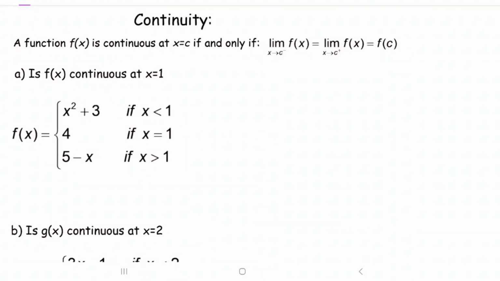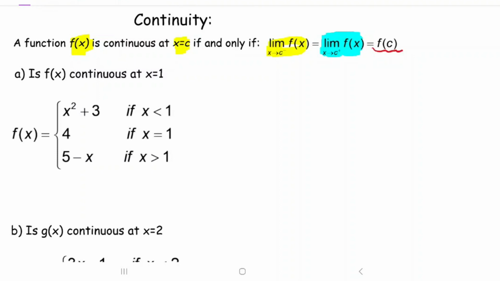Welcome to this video. In this video, we'll be dealing with the concept of continuity, and it is absolutely critical that we understand continuity from its definition. So let's read it out. A function f of x is said to be continuous at x equals c if and only if the limit of f of x as x goes to c from the left equals the limit of f of x as x goes to c from the right, and that must equal the function value at c, where you substitute c wherever you find x. So that is the condition that you need for continuity.